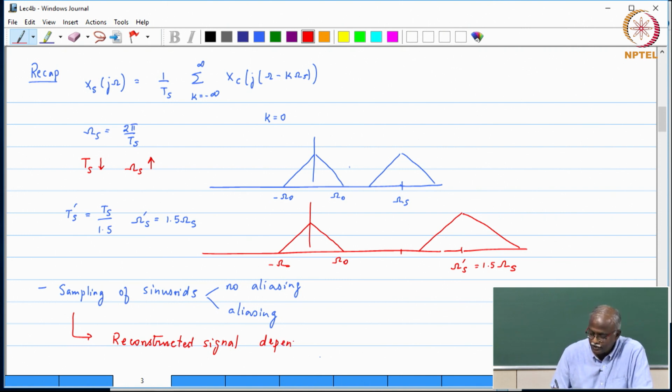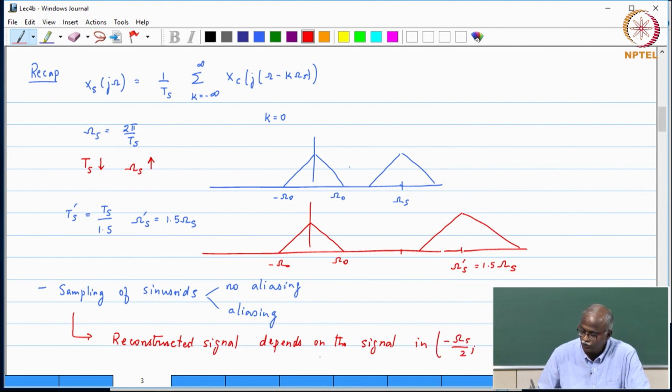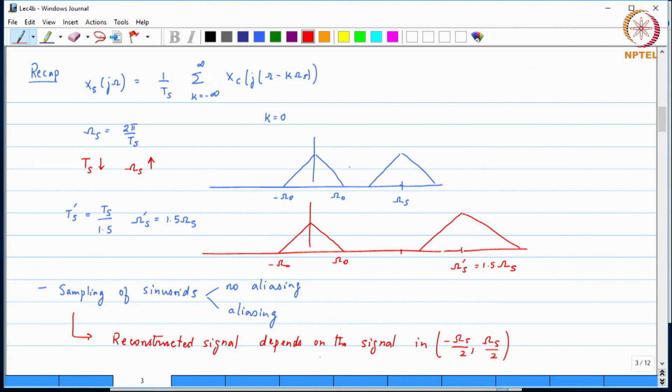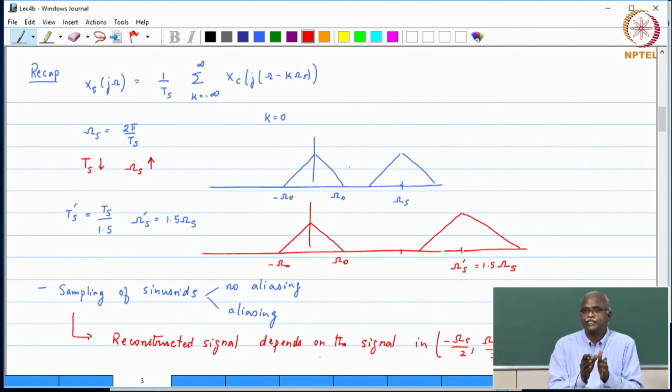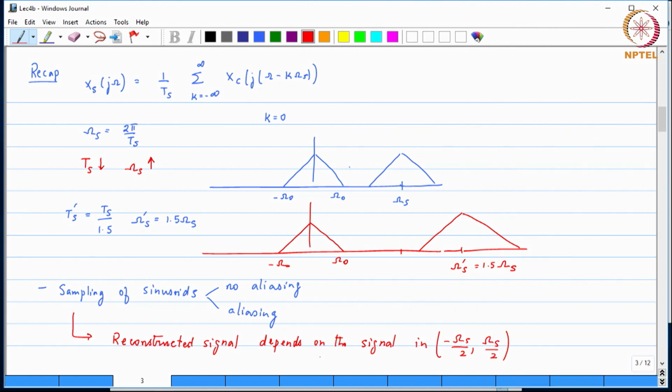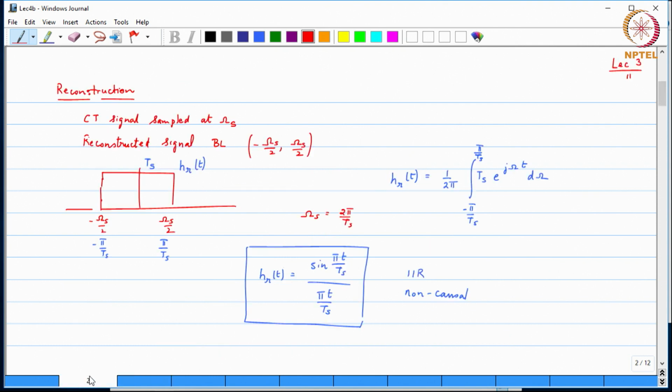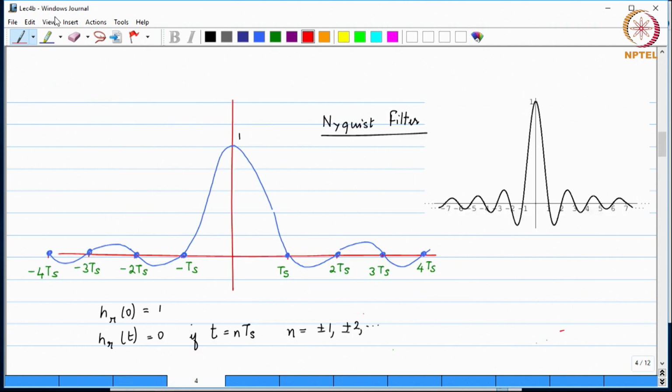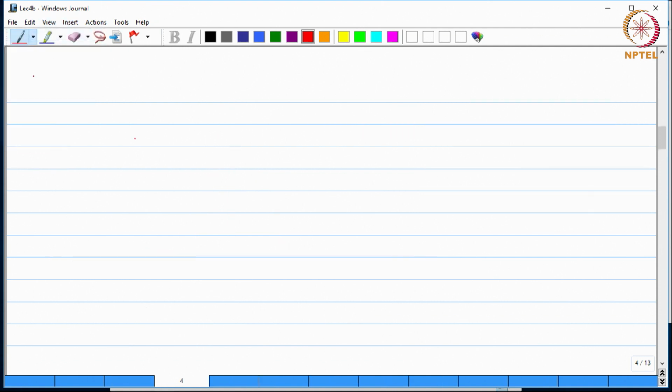So, it depends on the signal in the range minus omega s by 2 to omega s by 2. In the case of sinusoids with aliasing, we found that what lies within the spectrum is also a sinusoid, but of a different frequency. So, that was the observation. Okay. Now, in terms of the ideal reconstruction filter, we had looked at this information, so we will not repeat that.